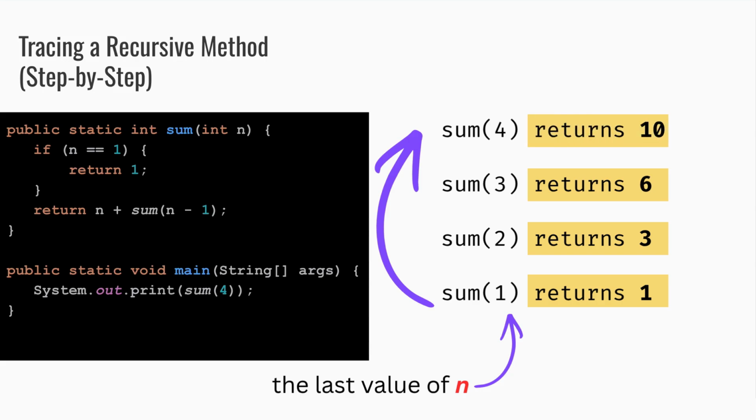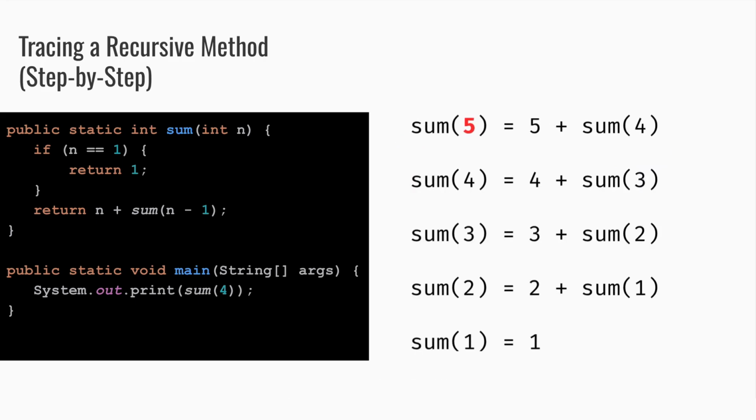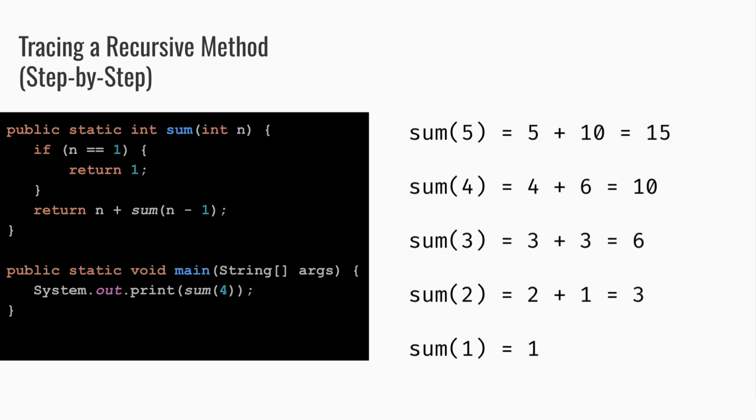So recursion works like this. Go down until you hit the base case, then come back up, solving each call one at a time. If we wanted to trace sum5, it would look like this. Then we turn back up. So sum5 returns 15.